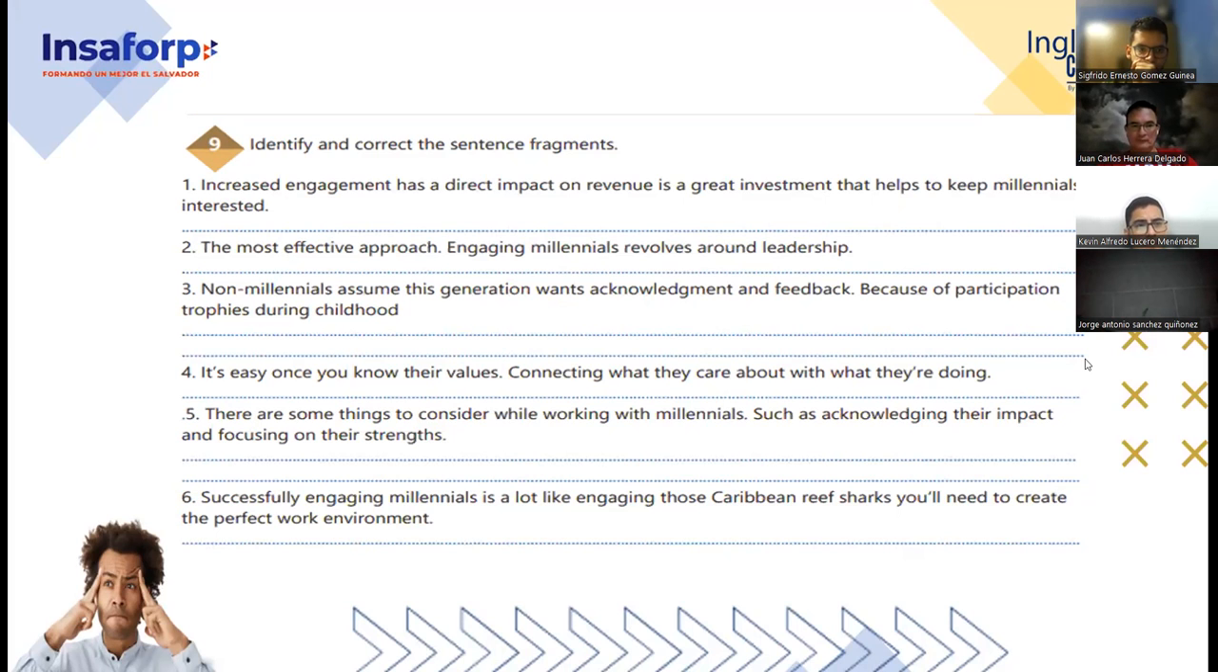Let's see number six. Successfully engaging millennials is a lot like engaging those Caribbean reef sharks. You'll need to create the perfect working environment. Check what changes you would like to add to this sentence.